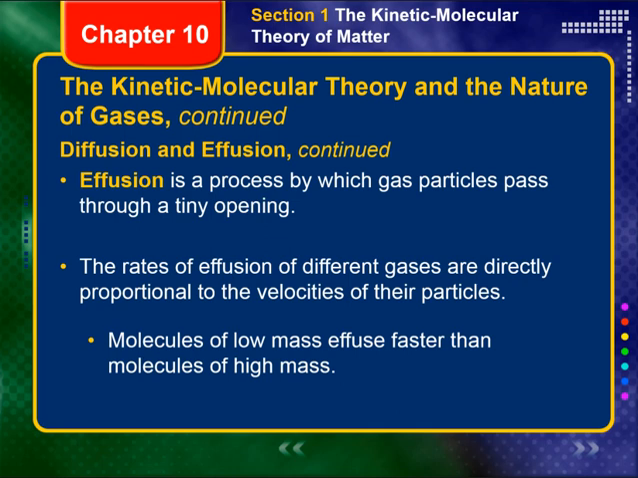So the rates of effusion of different gases are directly proportional to the velocities of their individual particles. Molecules, for example, of low mass effuse faster than molecules of high mass, which makes sense because according to the equation, kinetic energy is equal to 1/2 mv squared. When the mass of a particular particle is low, the velocity will increase. And so if the velocity of a particular gas particle is high, it has a better chance of passing through that particular tiny opening.